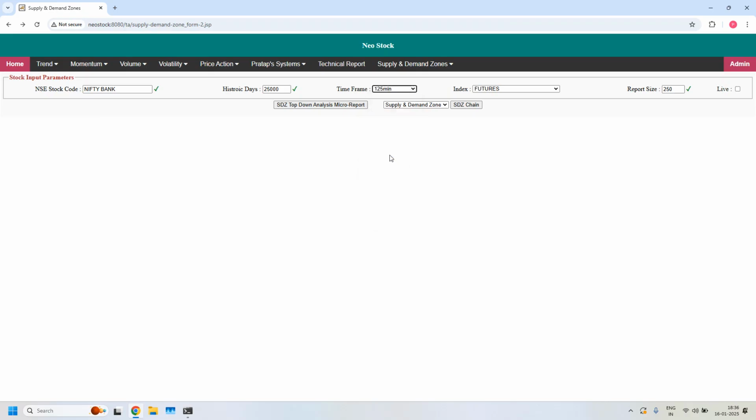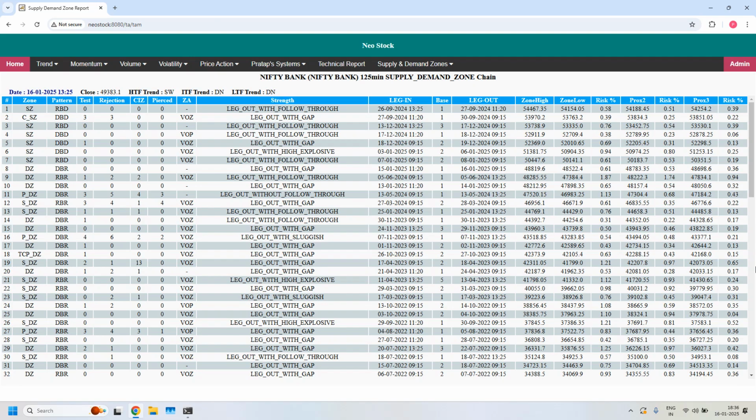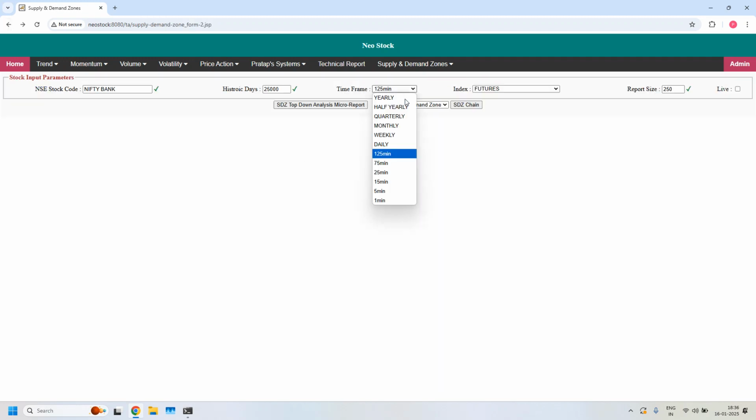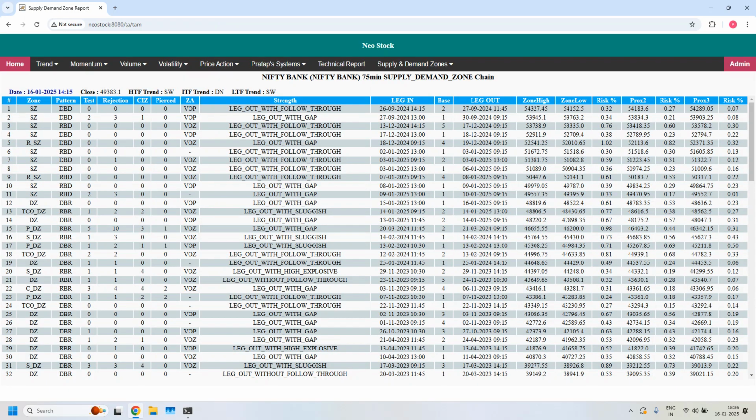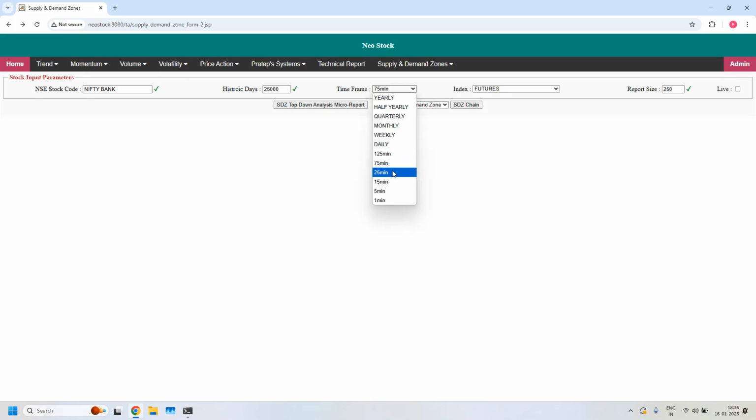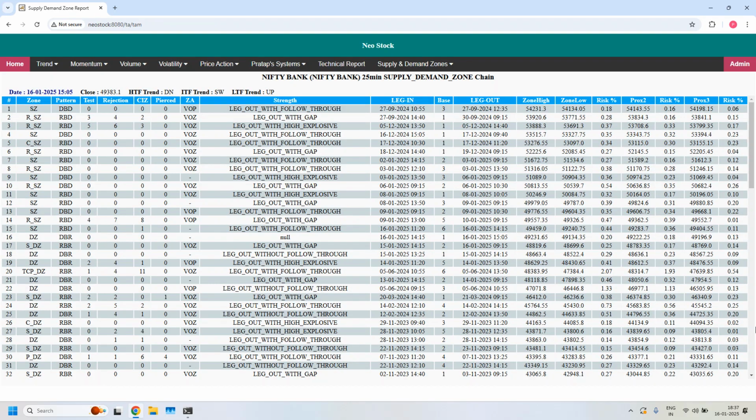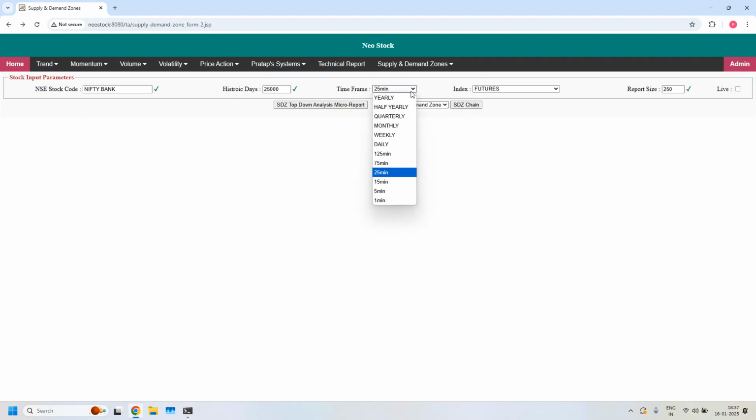Next, the 125 minutes supply demand zone chain for Bank Nifty. Next, the 75 minutes supply demand zone chain for Bank Nifty. Next, the 25 minutes supply demand zone chain for Bank Nifty. Next, the 15 minutes supply demand zone chain for Bank Nifty.